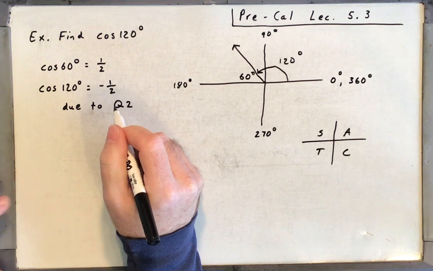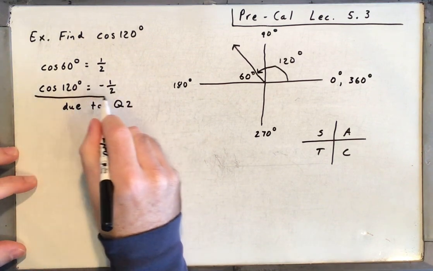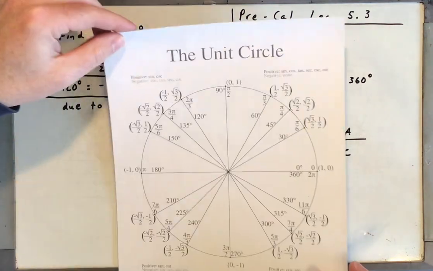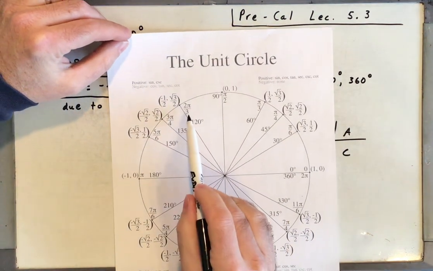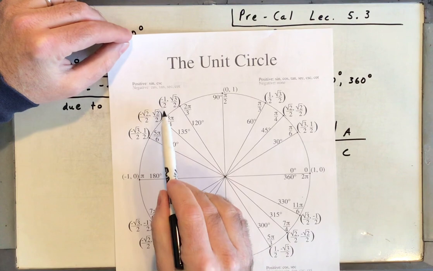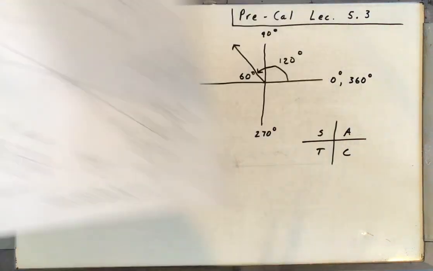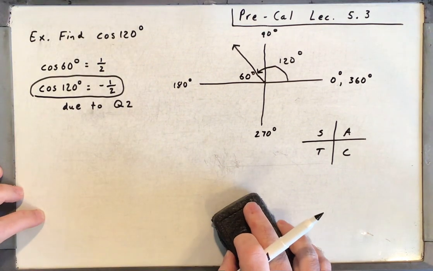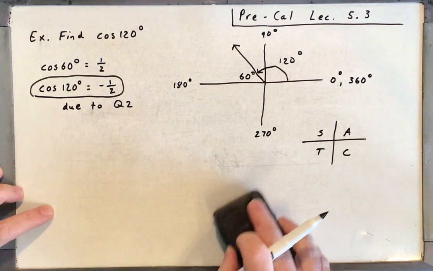Cosine is negative in quadrant 2. Let's check the unit circle and see if we did that right. All right, so 120 degrees, negative 1/2, cosine then sine, is the right answer. Okay, let's go on to the next one. We're going to find the tangent of 300 degrees.